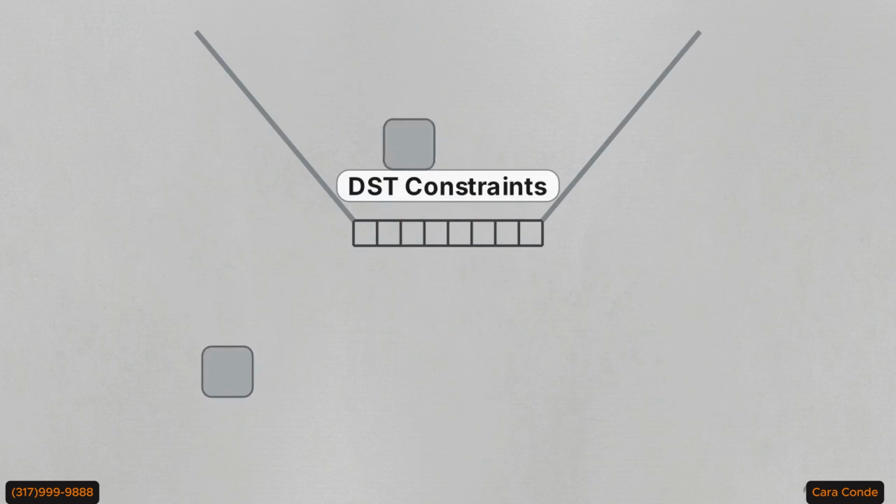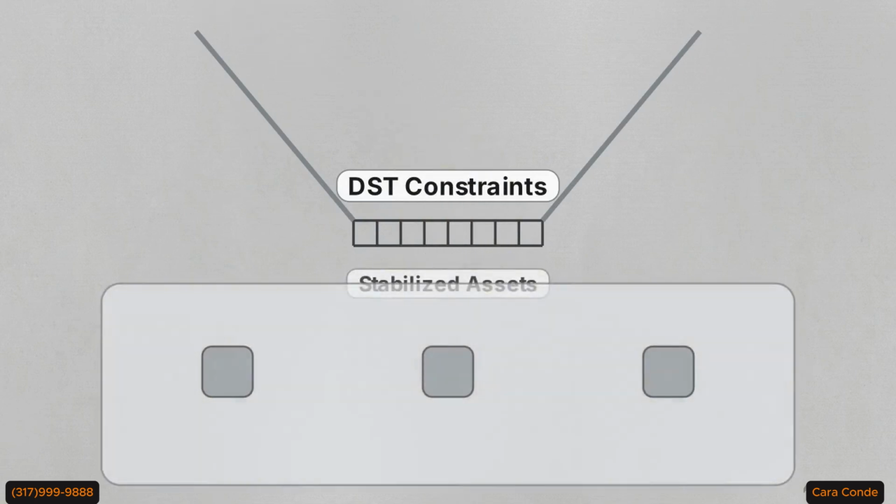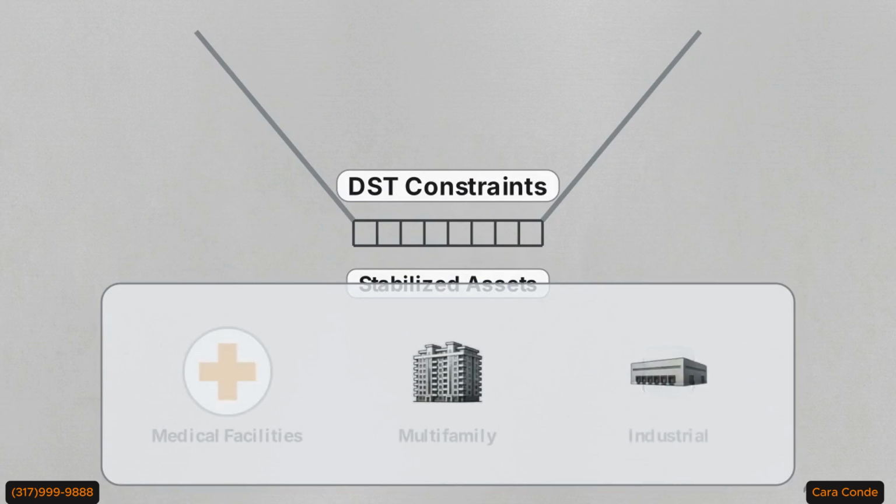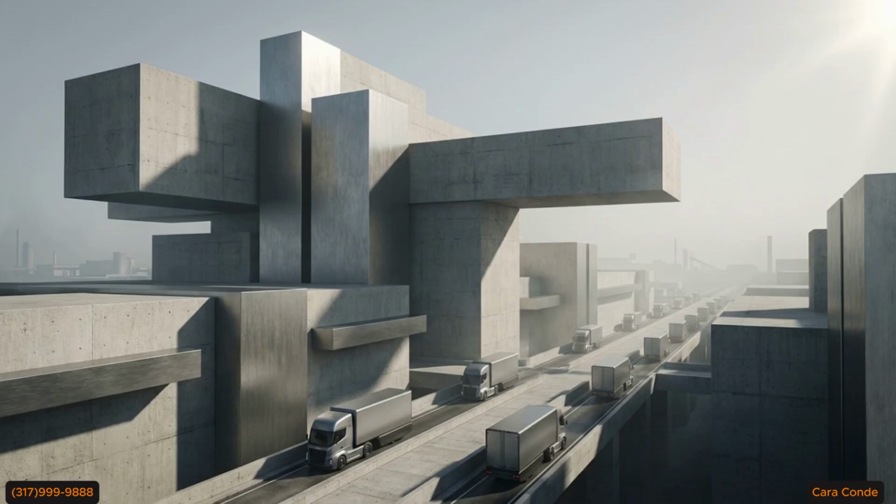These stabilized assets form the core of modern DSTs. You see this in long-term net lease medical facilities, institutional multifamily complexes, and newly built industrial distribution centers. The extreme rigidity of the DST acts as an aggressive risk mitigation filter, legally forcing capital into defensive, conservative assets.